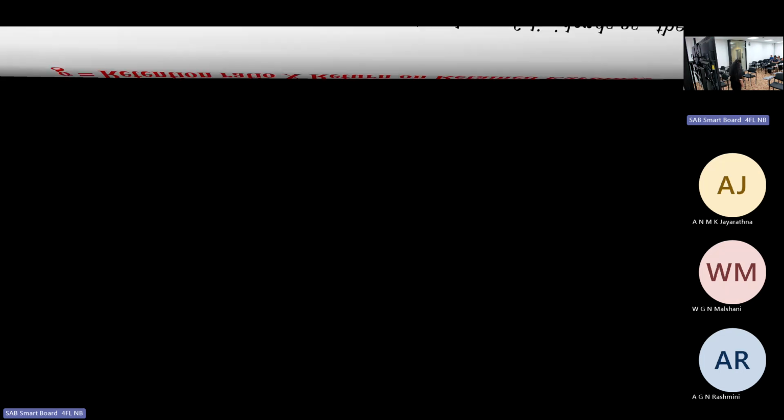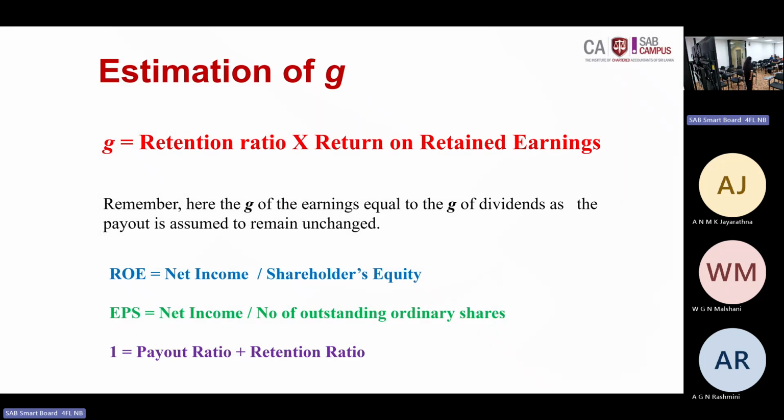So next we'll discuss growth rate calculation. So far we have identified the growth rate, right? Now we'll identify how we can calculate this growth rate. The way of identifying the growth rate is ROE multiplied by retention ratio. Have you heard these words before, ROE, retention ratio and all these things?